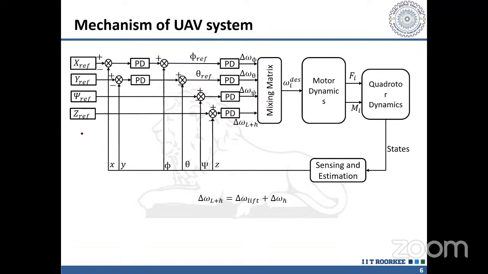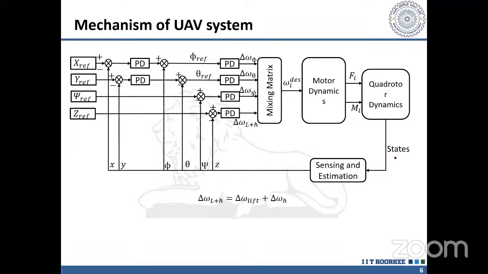Suppose we need to move in a circular direction, or we need to move in a helical direction. All can be decided through these references, these X, Y, Z, Psi references, and this can be provided through the PD control system and given to the mixing matrix. The mixing matrix generates the omega desired, and that is given to the motor dynamics, and then the motor dynamics generate the Fi or Mi, which is given to the quadrotor dynamics. After that, we will get the states.